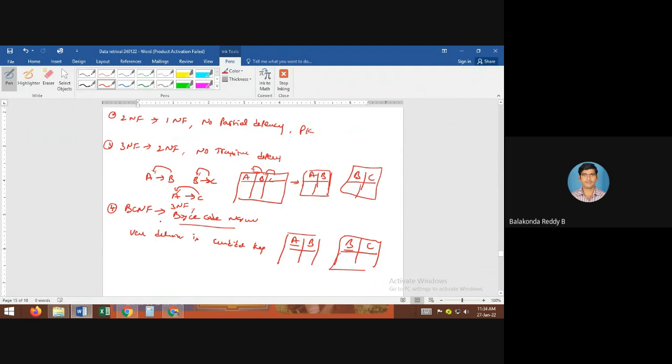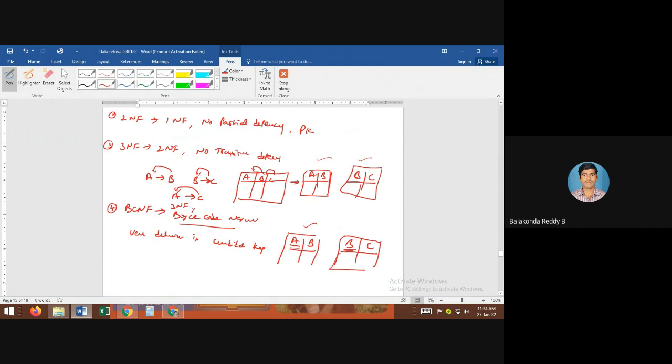Every determinant is a candidate key, means after decomposition of the table, you maintain one primary key in the table, that is called BCNF. If you remove the transitive dependency, simply dividing the table into two separate tables, this satisfies only third normal form. BCNF means after decomposition, you maintain a primary key for each determinant, that is called BCNF.